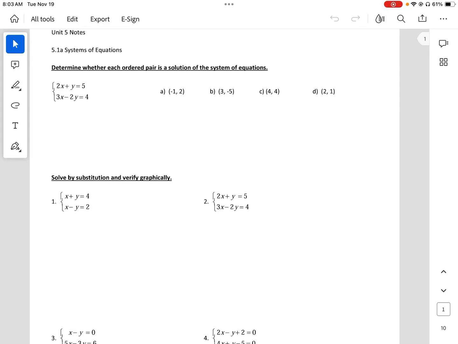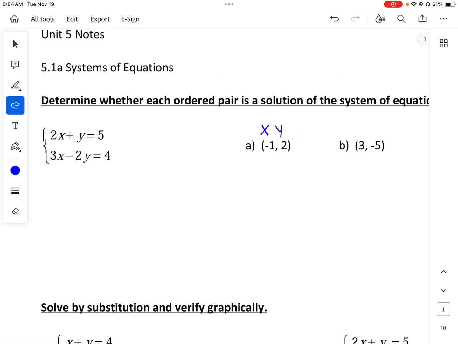We are in our next unit, which is all about systems of equations. So let's start with the first problem. It says determine whether each ordered pair is a solution to the system. To be a solution, you have to be able to plug in an x and a y into both equations, and it will be a true mathematical statement. So we'll start with A.